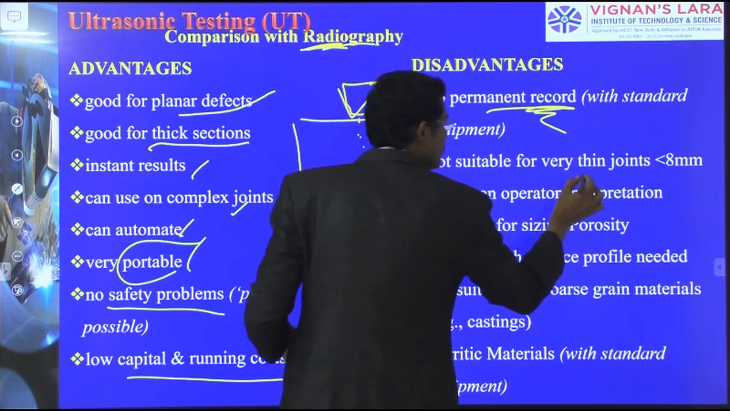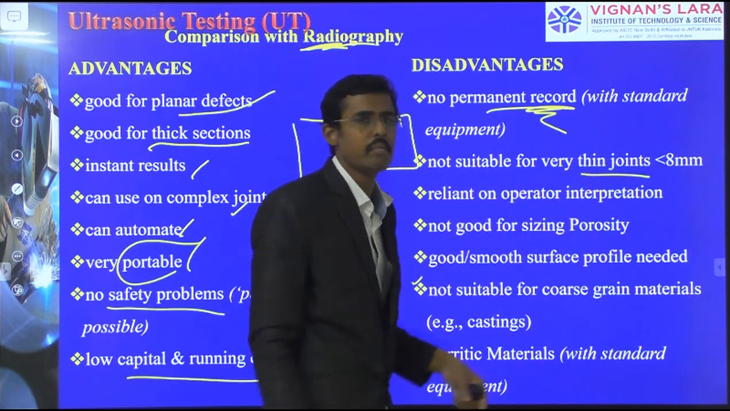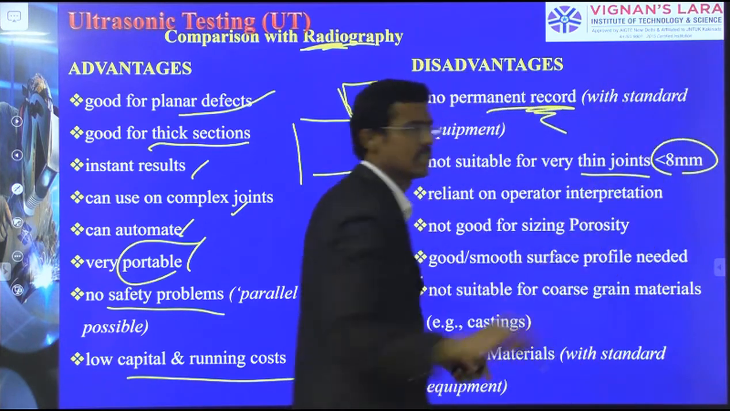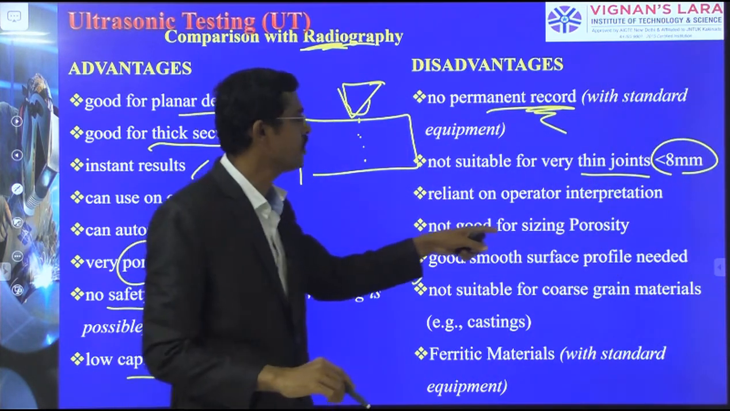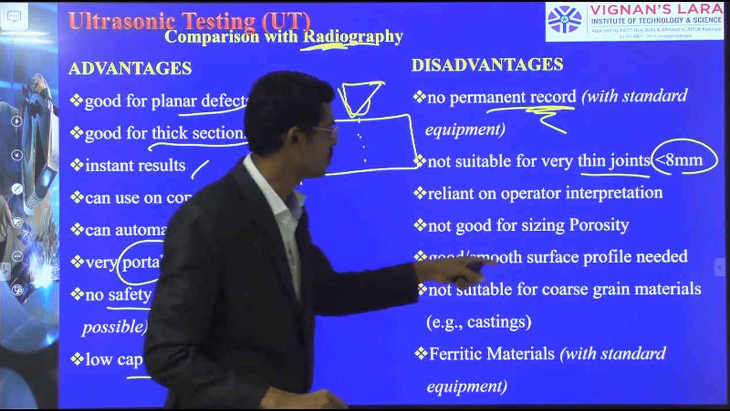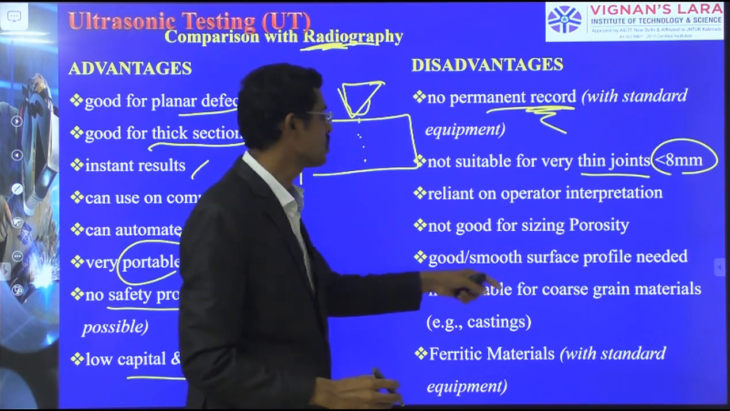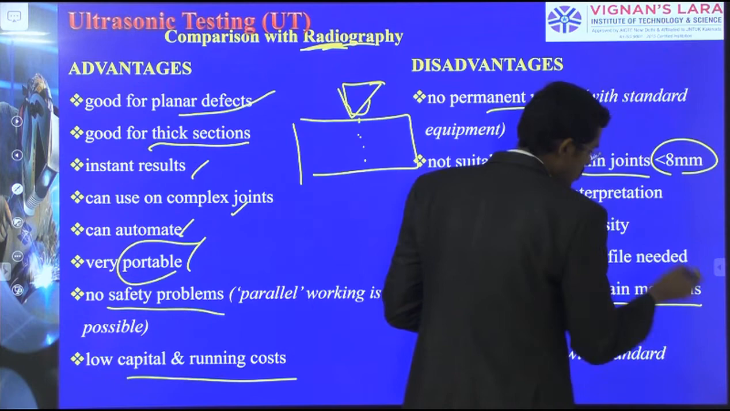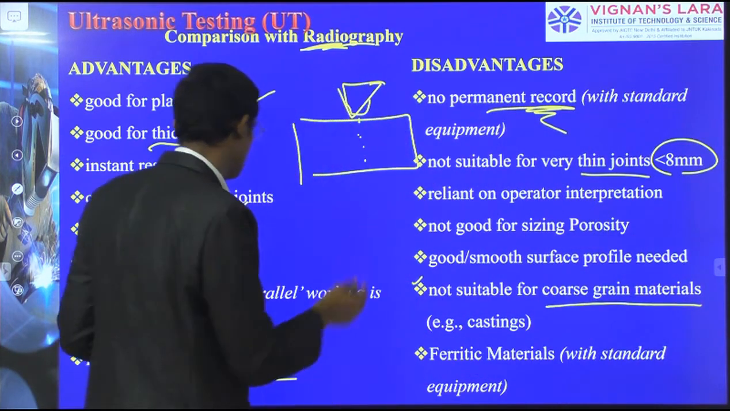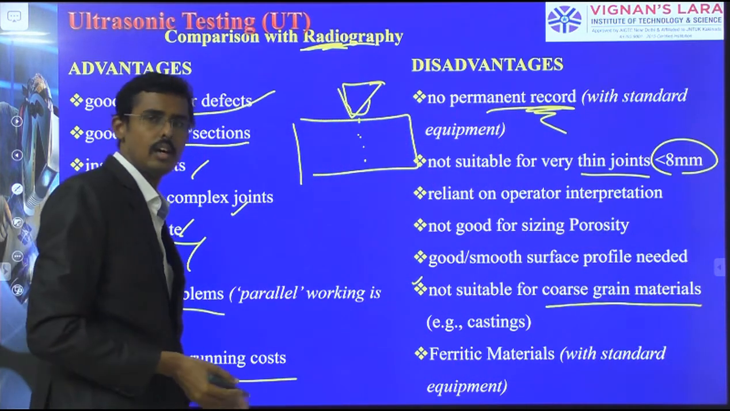It is not suitable for very thin joints, less than 8 mm. It is difficult to do. Not good for sizing porosities. Good smooth surface profiles are needed. Not suitable for coarse grain materials either. So there are such difficulties with castings and some other materials.